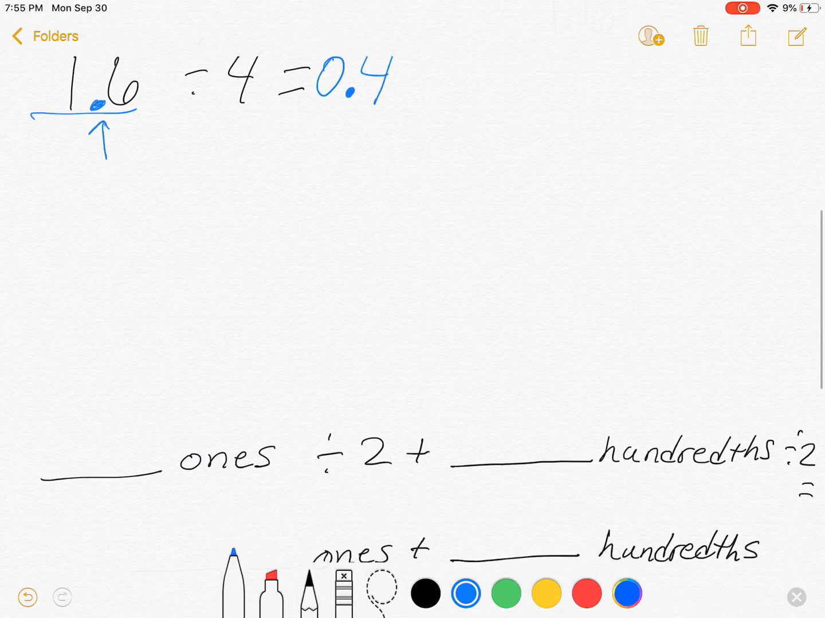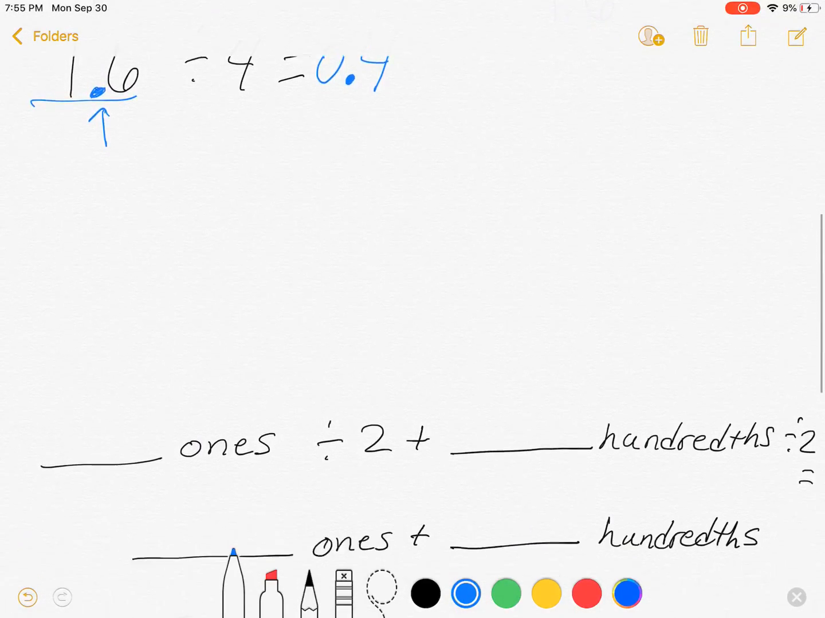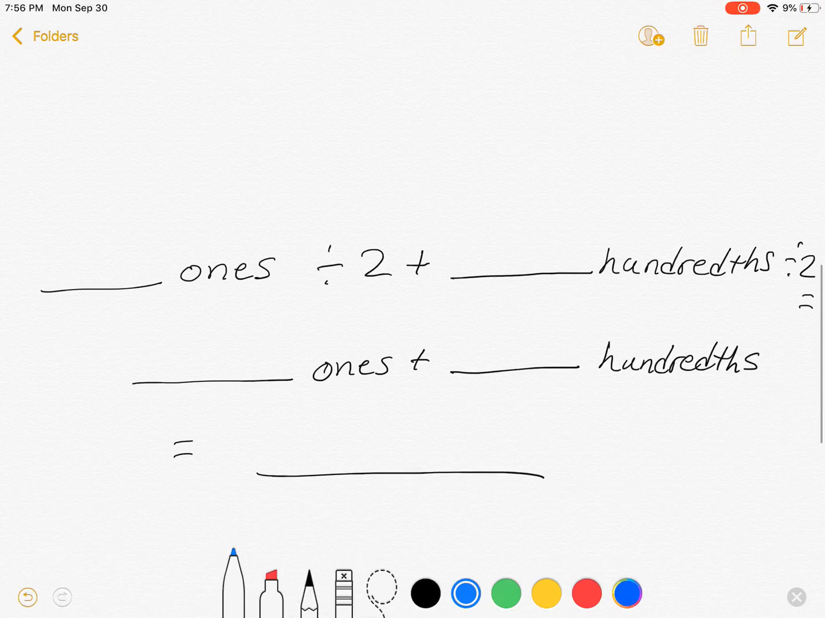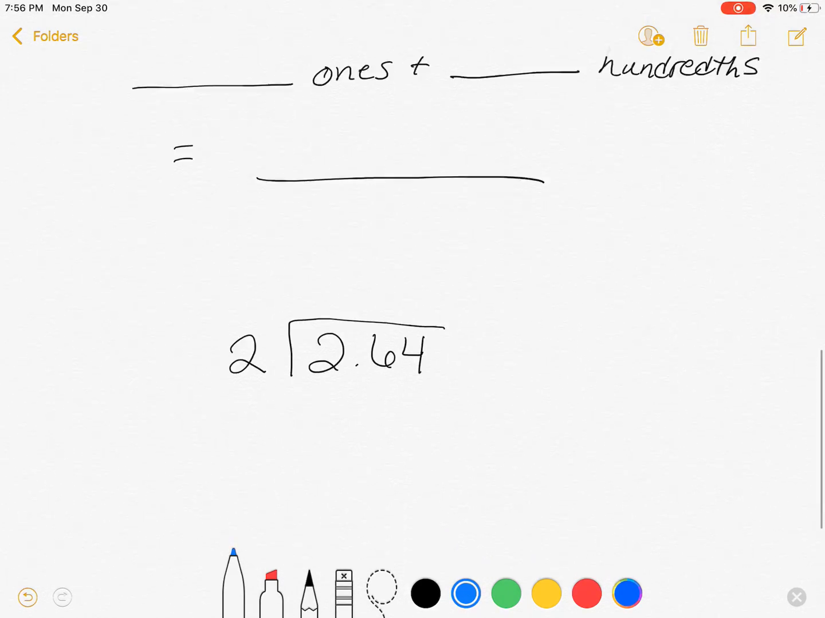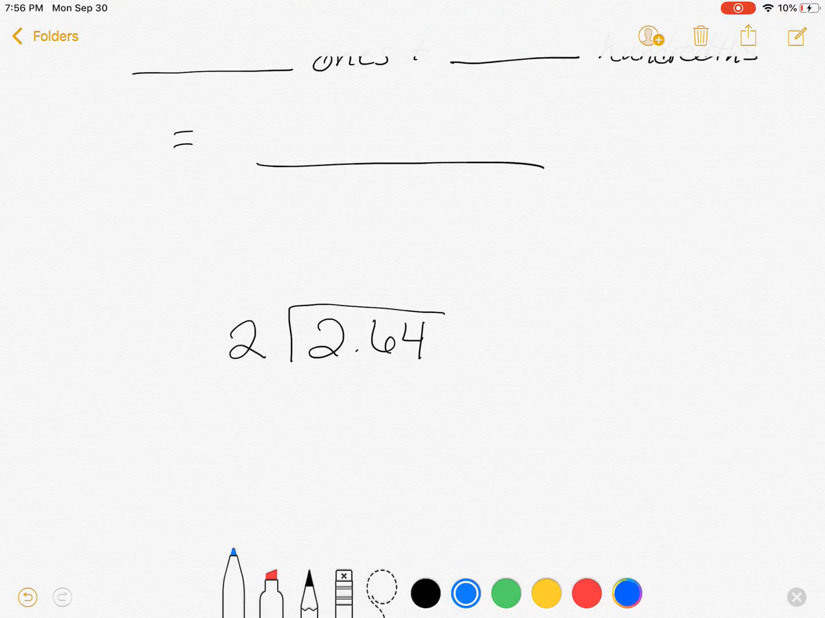Okay, now we can apply this to some harder problems here. Let me do the standard algorithm first. So if we had 2 6400ths divided by 2, we could use the standard algorithm for division. So 2 divided by 2 equals 1. So we're checking that by multiplying. So 2 times 1 is 2. Then we need to subtract. 2 minus 2 is 0, and then bring it down.